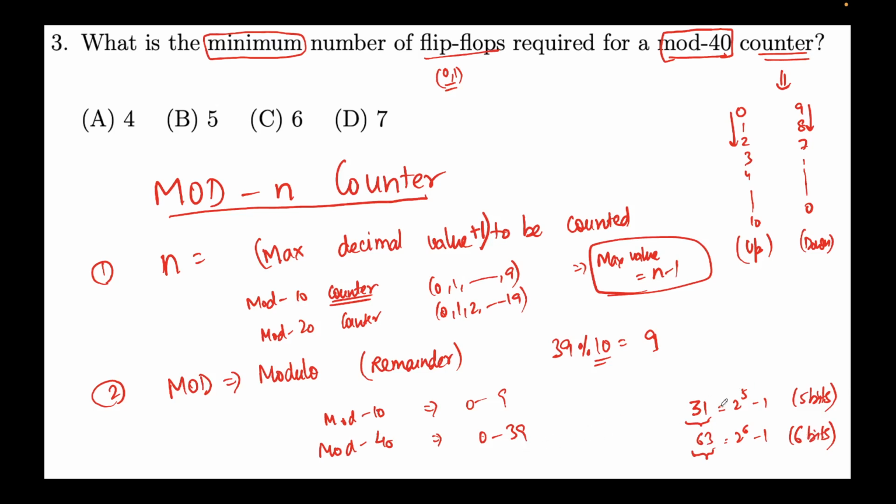So we need to store 39, right? That's what we need. We need to store 39, and that we cannot store in 5 bits. So this means that we need 6 bits to count to 39. Or another way you can do it, you can obtain the binary equivalent of 39. That's also a way, but when the numbers become very large, it's good practice to count in terms of 2 to the power n minus 1. That's what I did. So we require 6 bits, right?